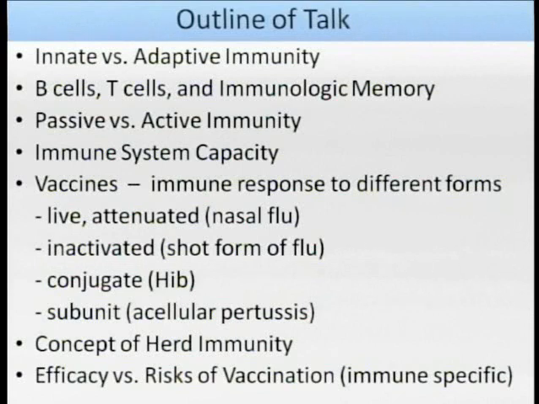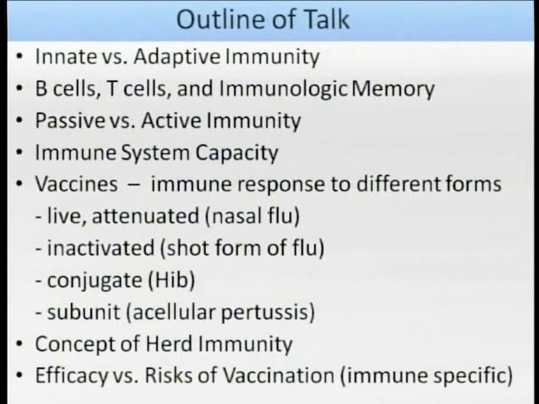I'll also talk to you about passive versus active immunity today. And we'll talk about the immune system capacity, which, as you will see, is quite high. We can respond to a wide range and number of pathogens at any given time. And then I'm also going to discuss with you certain vaccines and how our immune system responds to different forms of vaccines. And I've chosen just 4 types of vaccines to discuss with you today. There are several more, but these are the types that you'd probably be most familiar with.